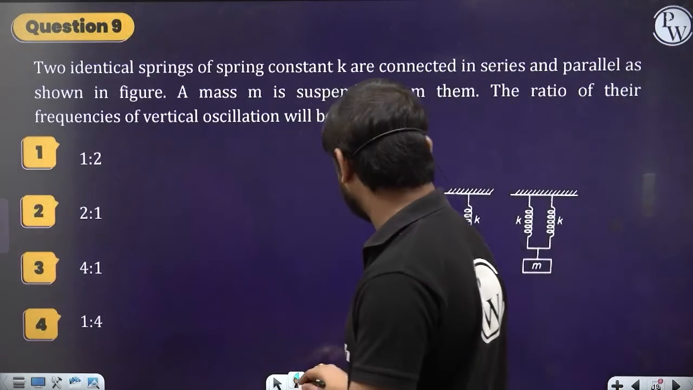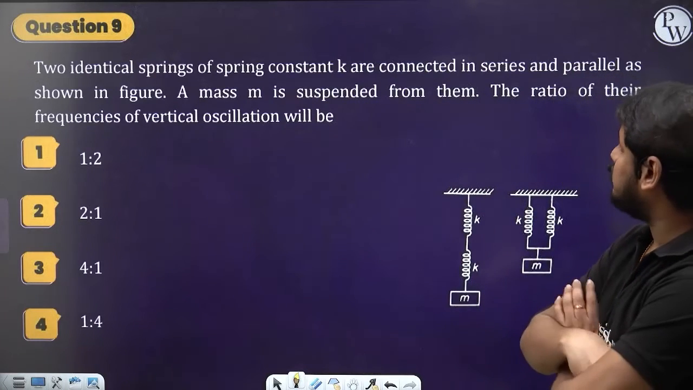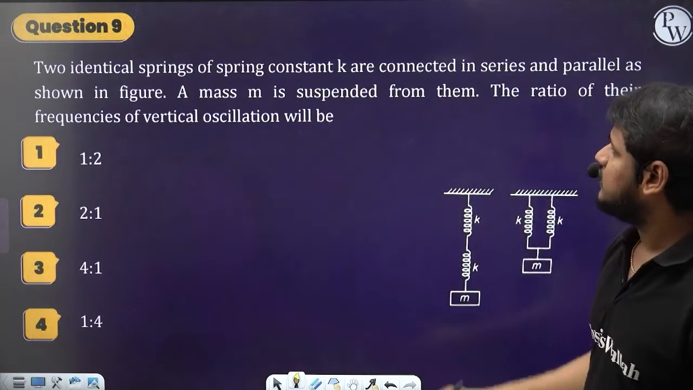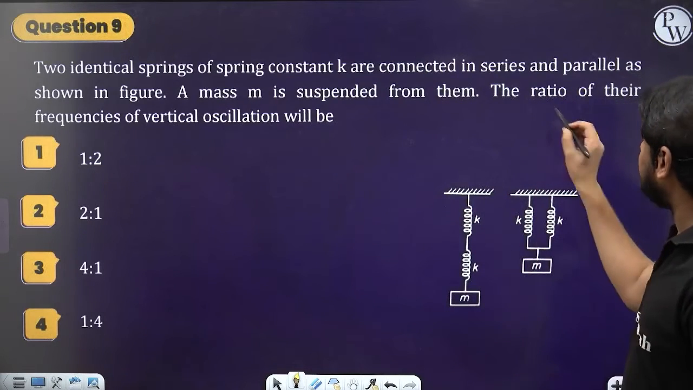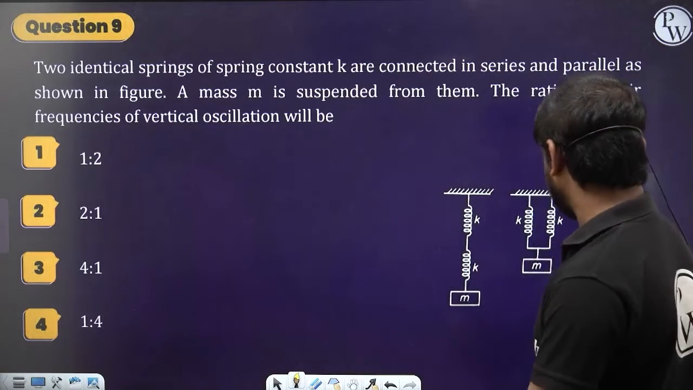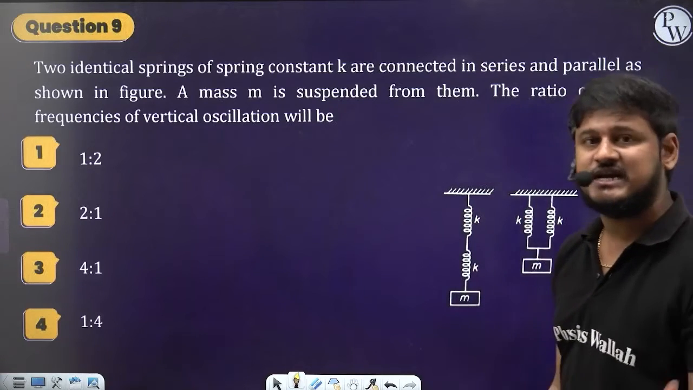So the next question here. Two identical springs of spring constants K are connected in series and parallel as shown in the figure. A mass M is suspended from them. The ratio of their frequencies of vertical oscillation will be? See here, this is a series combination first and this is a parallel combination, standard diagrams.